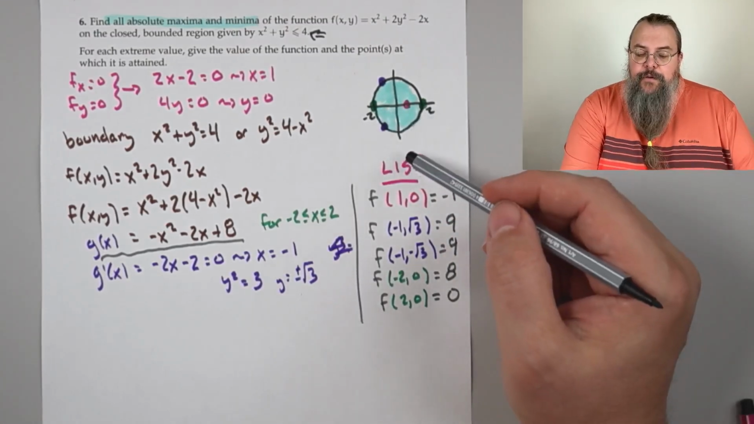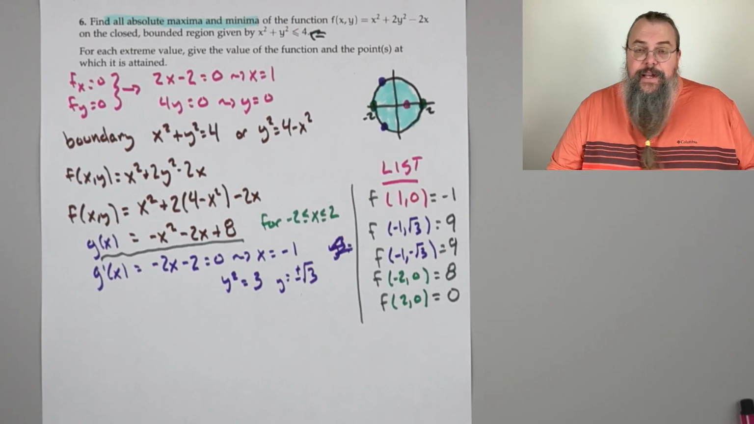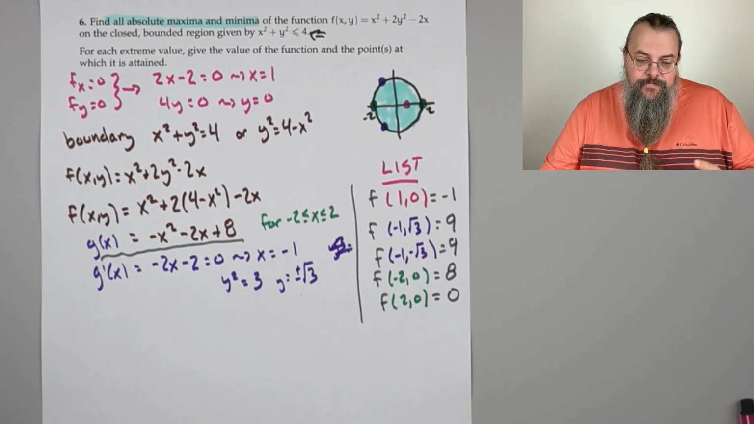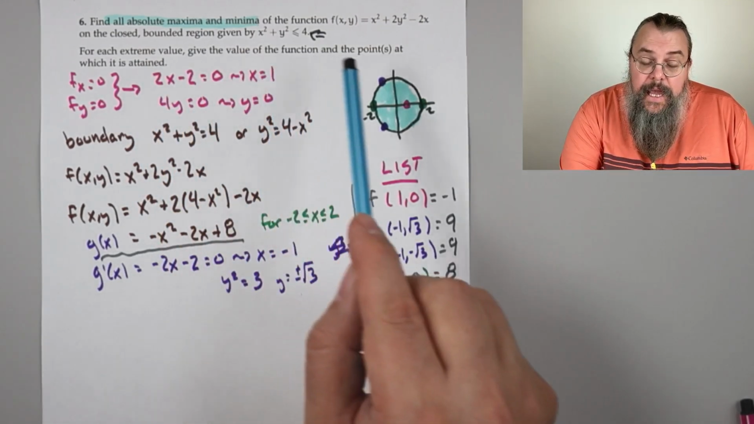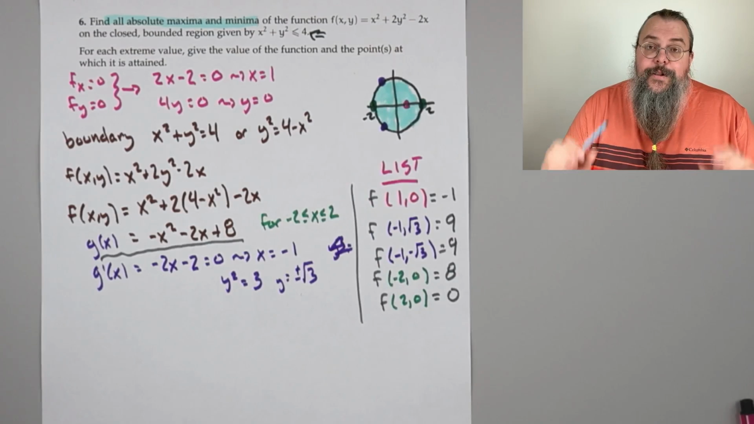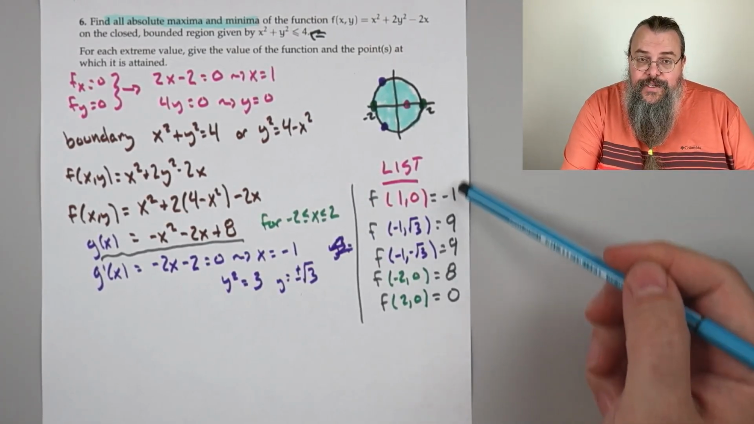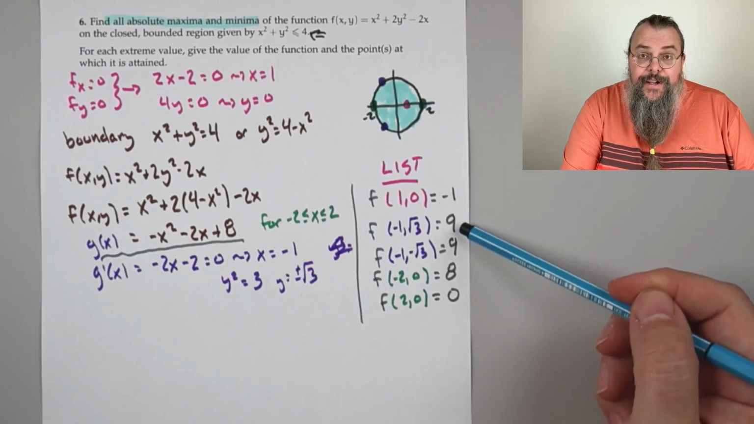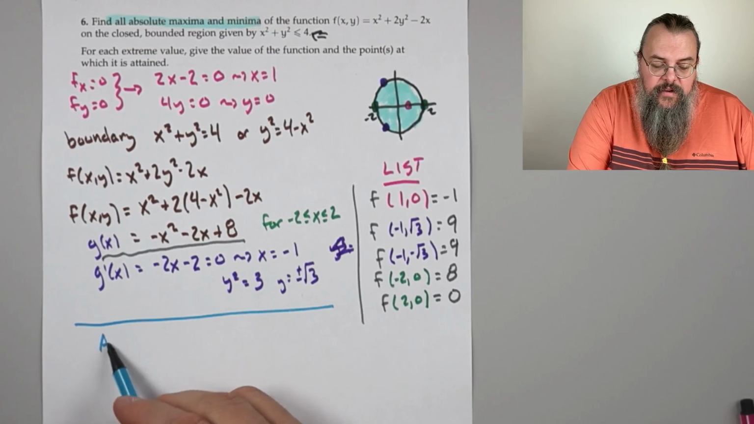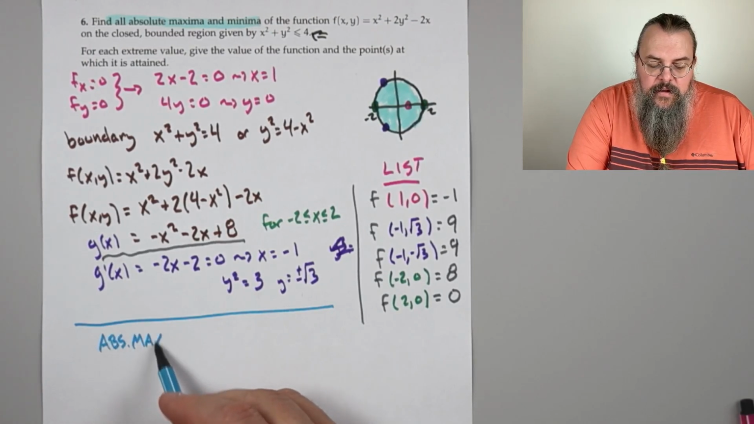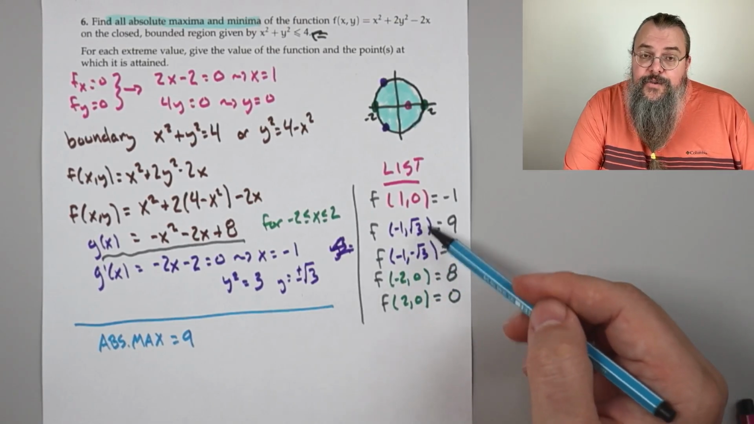All right, we now plugged everything into our list, and we're ready to give our answer. Let's double check the question. It says, find max and min, give the value and the points. So let's talk max. We scan our list. What's the largest number we see? 9. So that says, okay, absolute max is equal to 9, and the points, there's 2 of them.